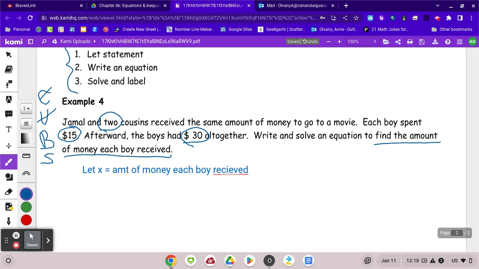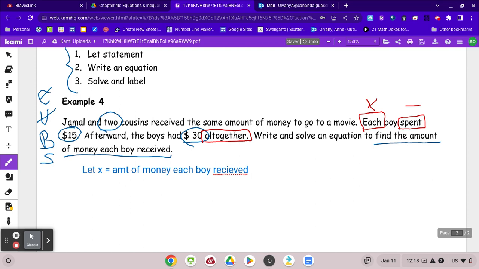Okay. So now I've underlined and wrote my let statement. I'm going to put a box around any important math words, the mathy math words that tell us to add, subtract, multiply, or divide. Jamal and his 2 cousins received the same amount of money to go to a movie. Each boy, each means to multiply, spent $15. What does the word spent tell us that we're going to do? Subtract. And afterward, the boys had $30 altogether. So as a total altogether, they had $30.